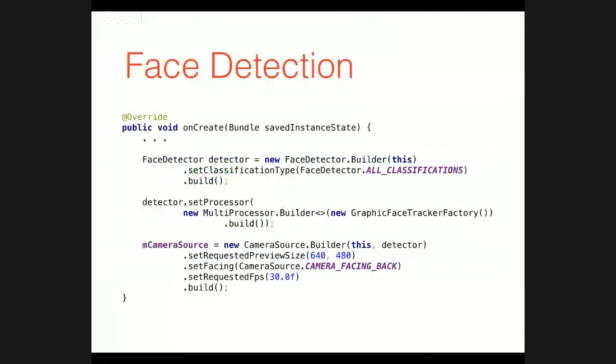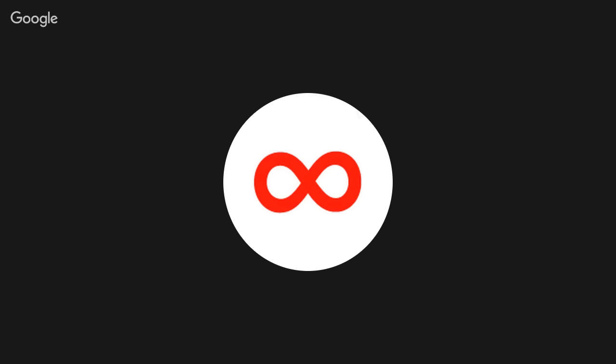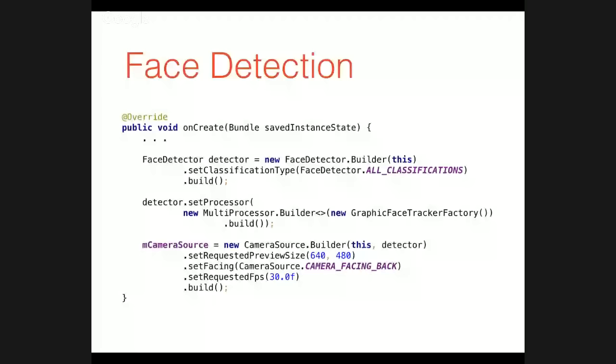To implement face detection, you only need to use the face detector, which does the detection itself, and it uses a multiprocessor to pass the detected faces. The multiprocessor then uses the tracker factory, which creates a tracker for each of the faces detected. And the camera source receives the detector in the builder. You can also specify the resolution of the image you're scanning, also the FPS and a lot of different parameters.